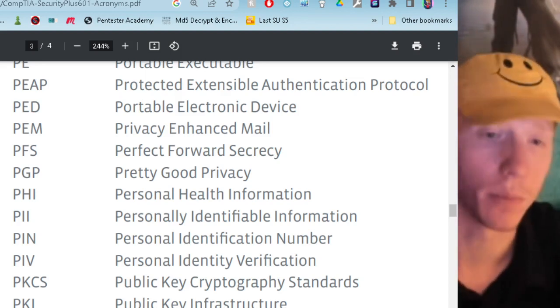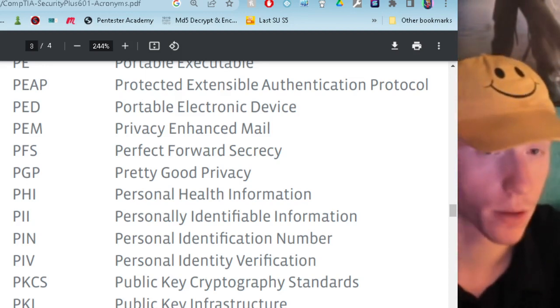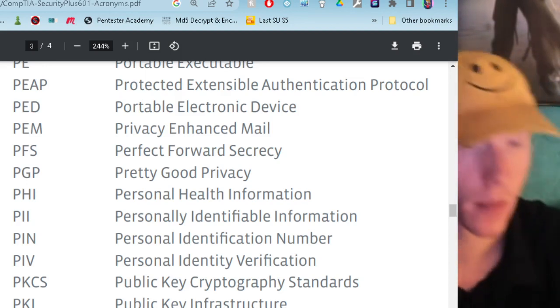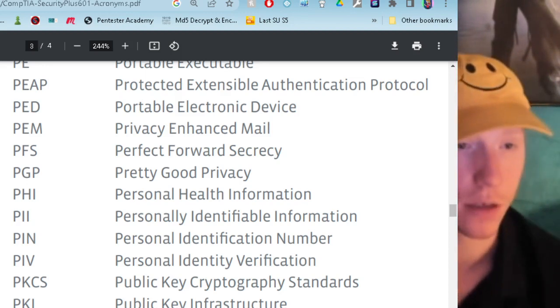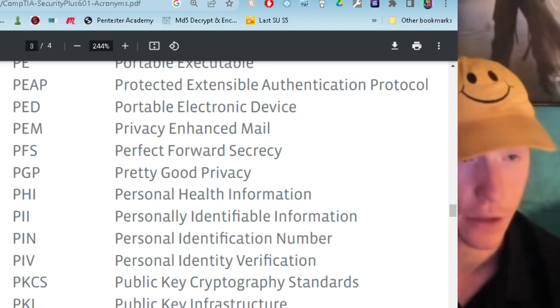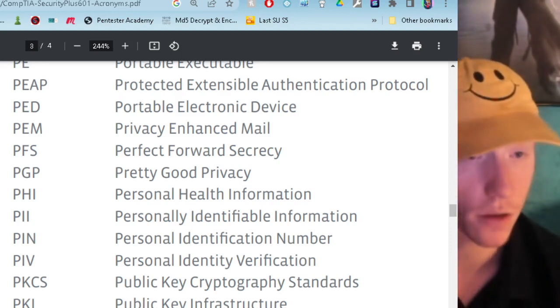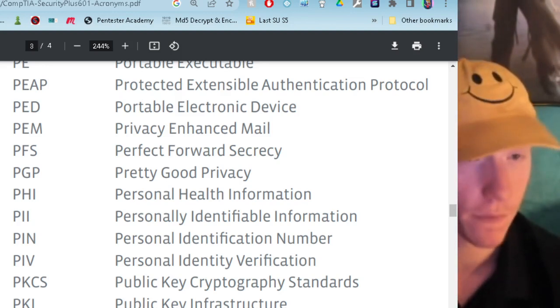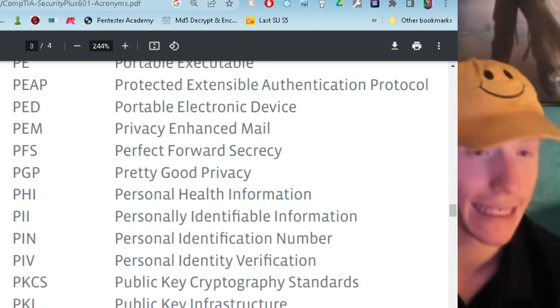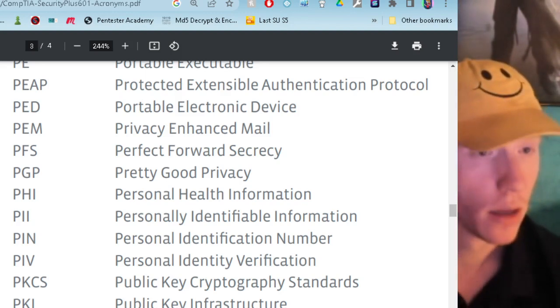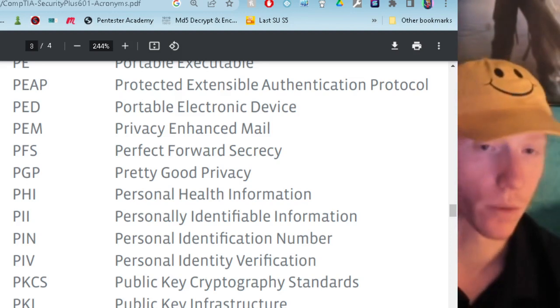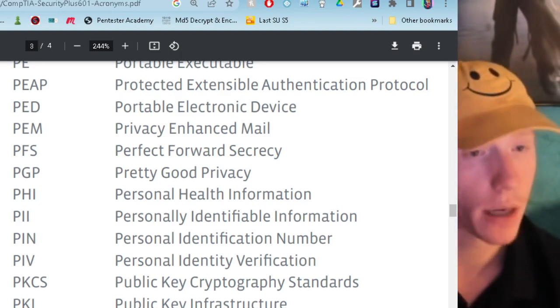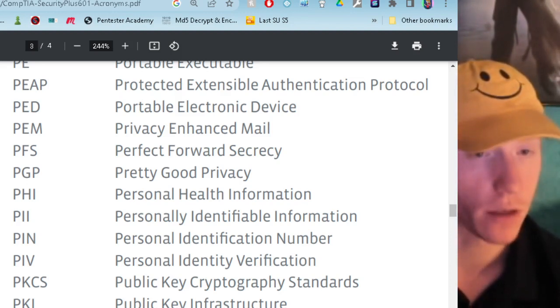PGP is pretty good privacy. PHI is Personal Health Information. PII is Personally Identifiable Information. The PIN is a Personal Identification Number. PIV is Personal Identity Verification. The PKCS, which was related to P12, the Public Key Cryptography Standard.